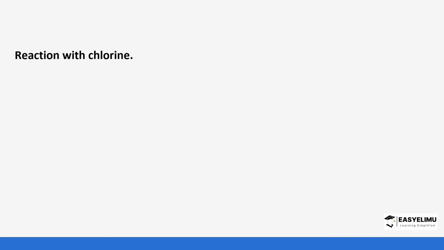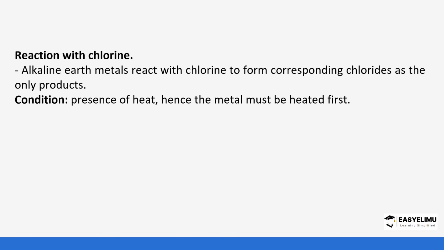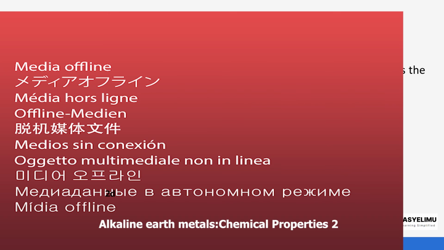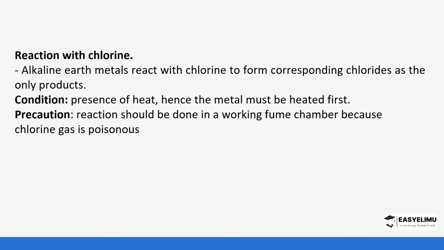Next, you're going to look at the reaction of alkaline earth metals with chlorine. Alkaline earth metals usually react with chlorine to form chlorides as the only product. What you notice in this reaction is that we need to have heat present because the metal needs to be heated first. And then this reaction needs to be carried out in a fume chamber, because chlorine gas is very poisonous.